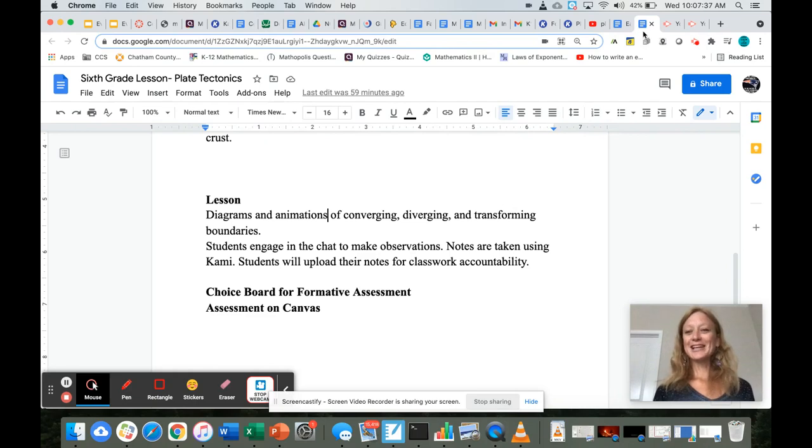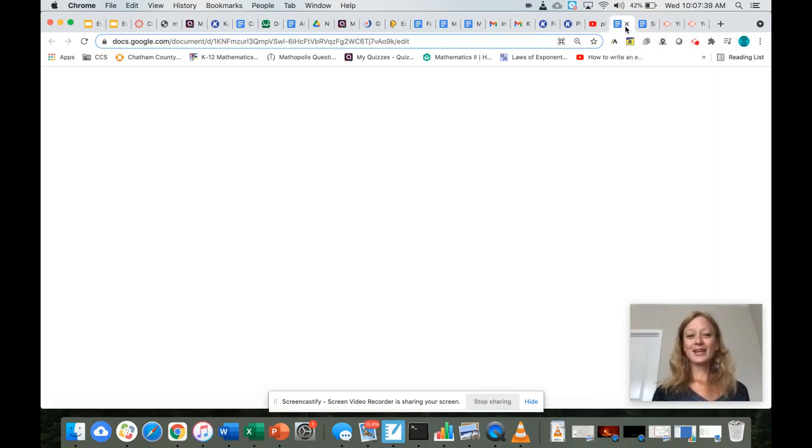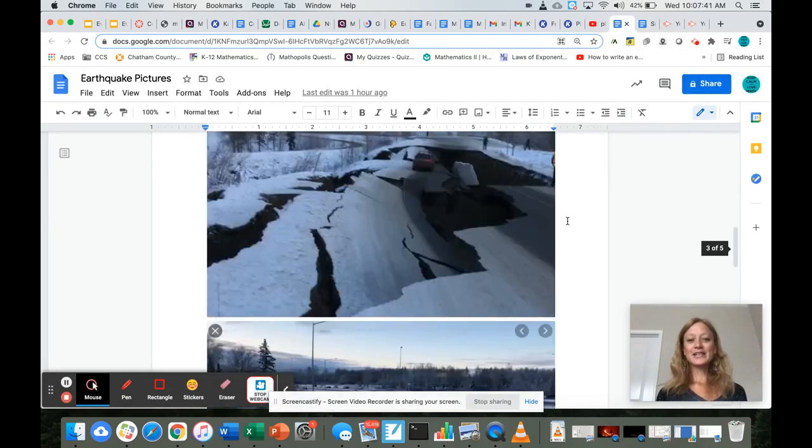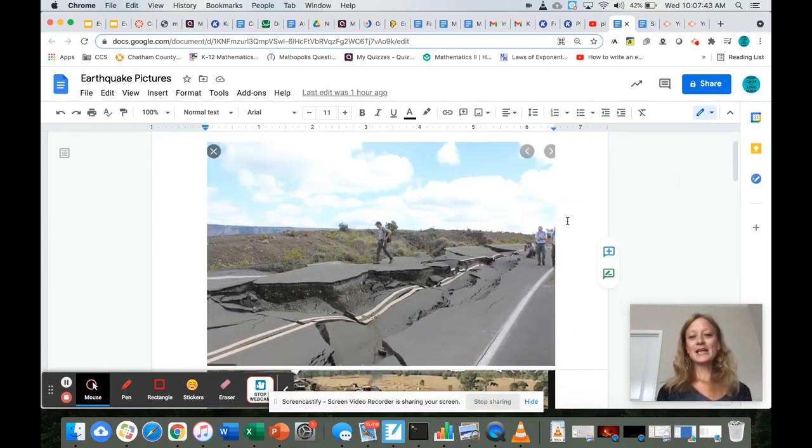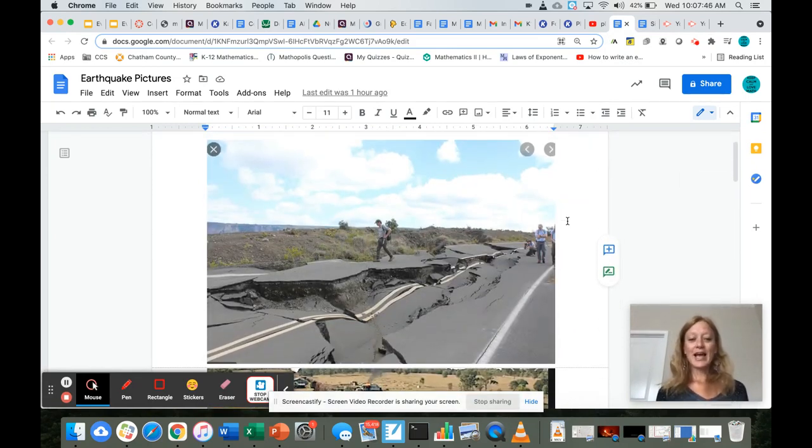So let's start our lesson. All right, students. You are going to see a series of pictures, and today we're going to focus on earthquakes and volcanoes. The first series of pictures today show devastation from earthquakes, and all I'd like you to do is put some observations that you are noticing about anything in the picture in the chat.